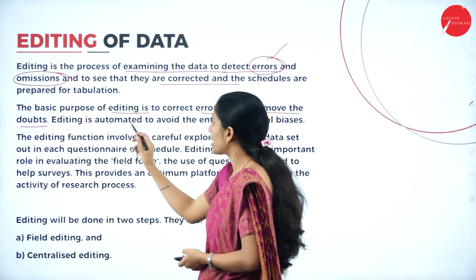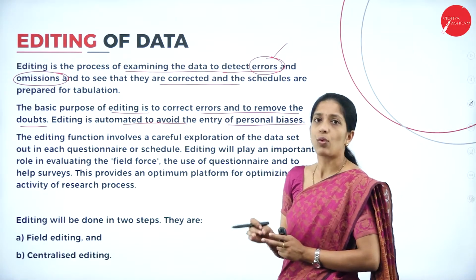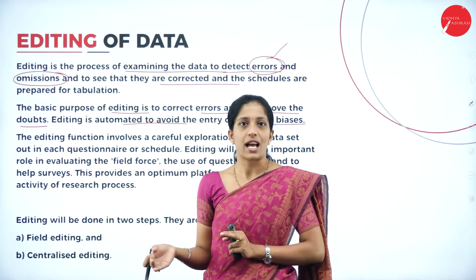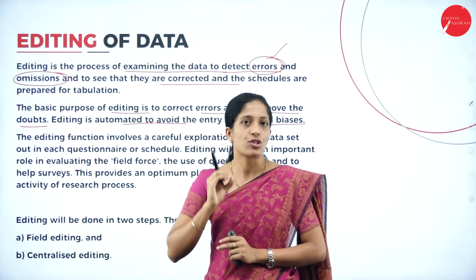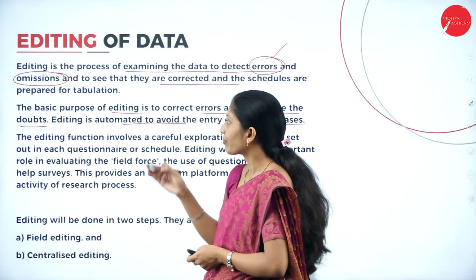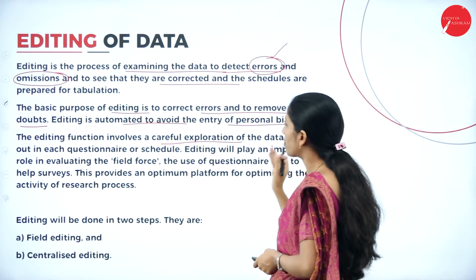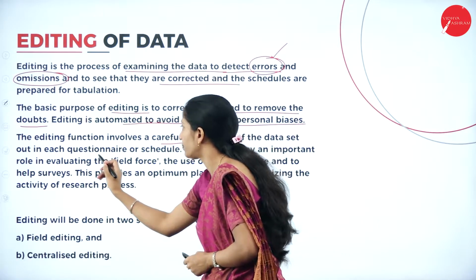Editing is automated to avoid the entry of personal bias. So here the researcher has to ignore personal bias. He has to think in respect of the user and he has to edit the data. The editing function involves a careful exploration of the data set out in each questionnaire or schedule.